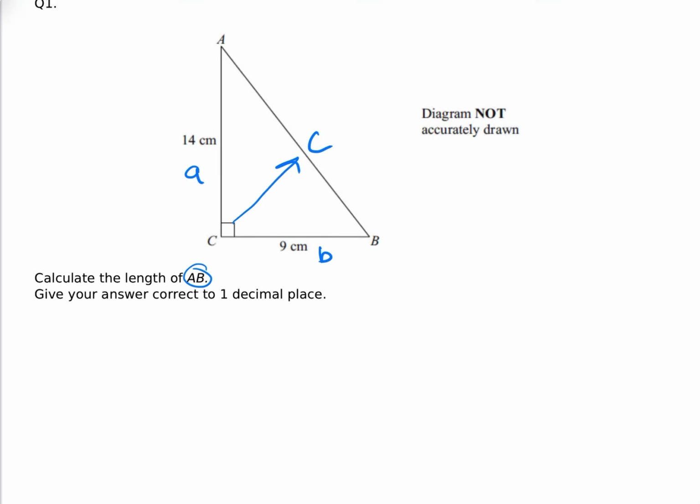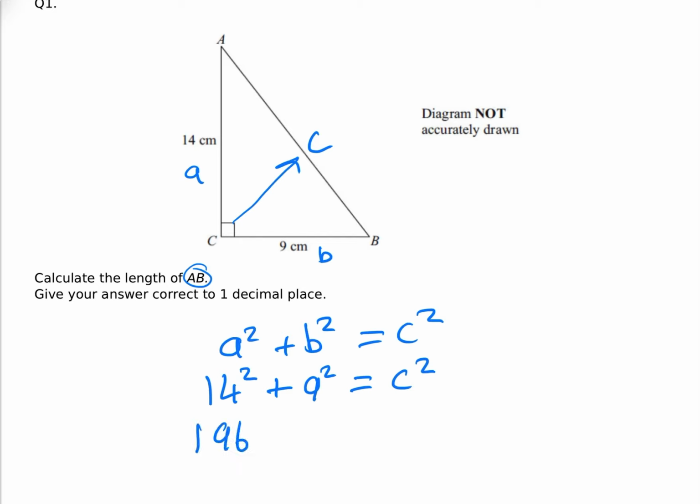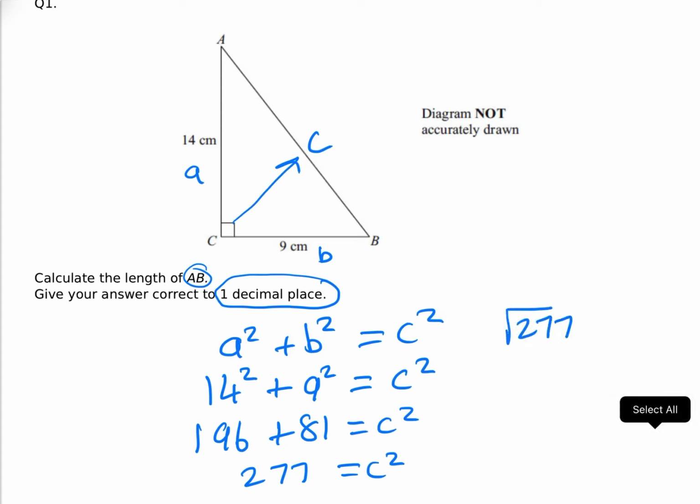Then we just substitute them into the formula, which is A squared plus B squared equals C squared. So I have 14 squared plus 9 squared, and that is going to give me C squared. If you don't know what 14 squared is, I would suggest knowing your square numbers up to at least 15, but it's 196. We add 81 because that is 9 squared, and that equals C squared. Once you've added those two numbers together, we get 277 equals C squared. It wants us to round to one decimal place, so I need to do the square root of 277, because I have to square root both sides.